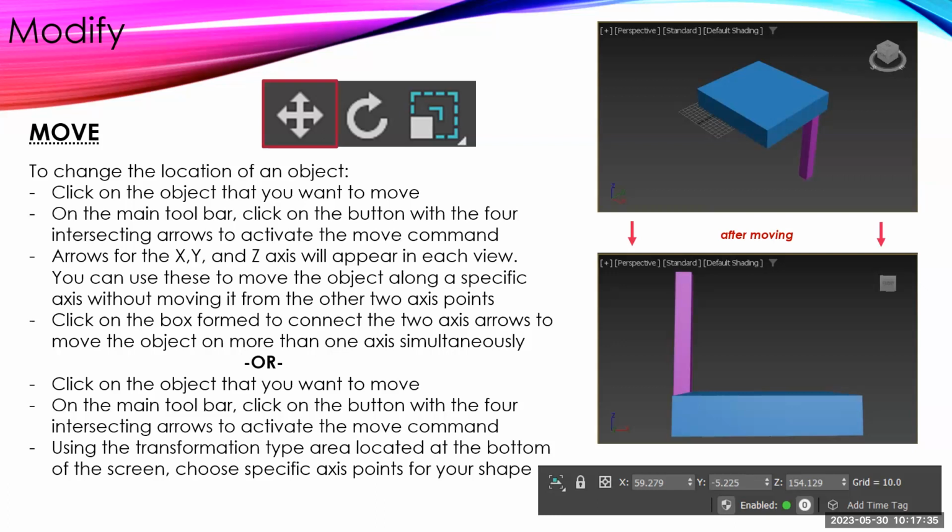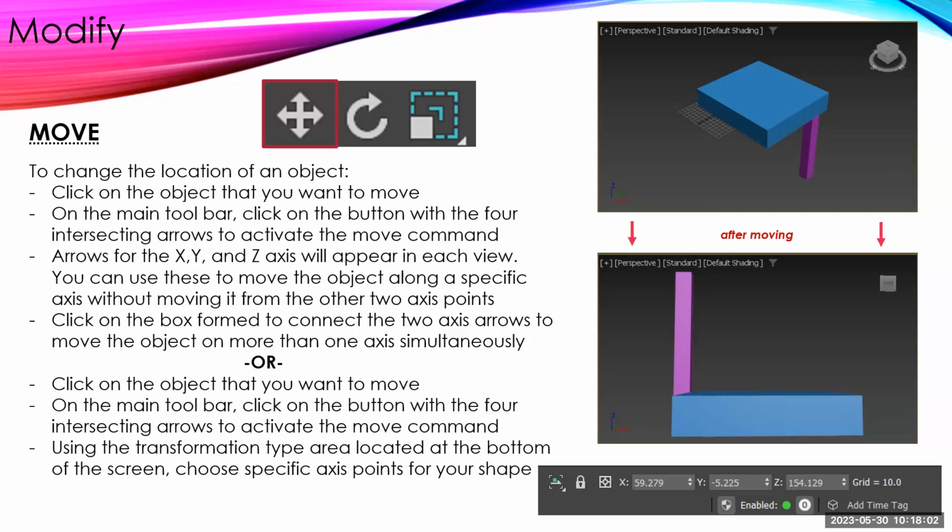You can use these to move the shape on a specific axis, or you can click on the box that connects all 3 axes and move the shape in any direction. Or alternatively, once you start the move command, you can use the transformation type area at the bottom and choose specific axis points for your shape. And this would be based off of the grid.